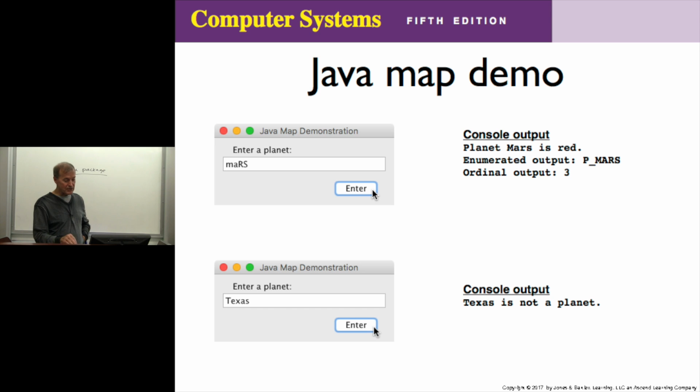So planet Mars is read. Enumerated output, P underscore Mars, ordinal output 3. And then in the interplanet, Texas is not a planet. Now, does everybody see how that worked?